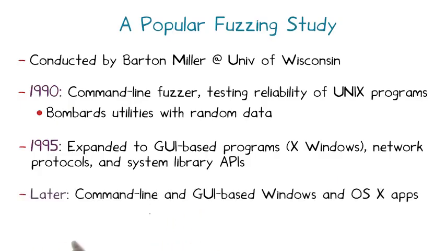In an even later study, the scope of the experiment was expanded further to include both command line and GUI-based apps on operating systems besides Unix that had begun gaining increasing prominence, such as Windows and Mac OS X. The diversity of these applications alone highlights the potential of the random testing paradigm. Follow the links in the instructor notes to read more about these studies. Let's look at the aftermath of these studies.